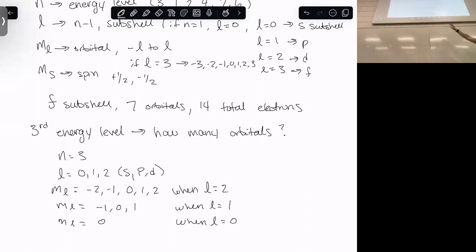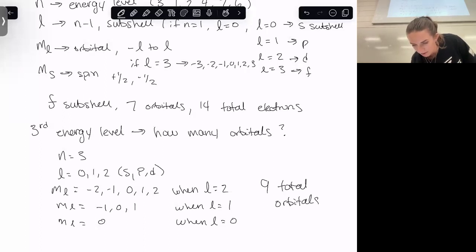So if we have these different options for m sub l, how many total orbitals are there? We have 5 when it's the D subshell. We have 3 when it's the P subshell. And we have 1 when it's the S subshell. So 5 plus 3 plus 1 is going to be 9. So we have 9 total orbitals. So how many total electrons are there in the third energy level? 18. There's 18 total electrons.